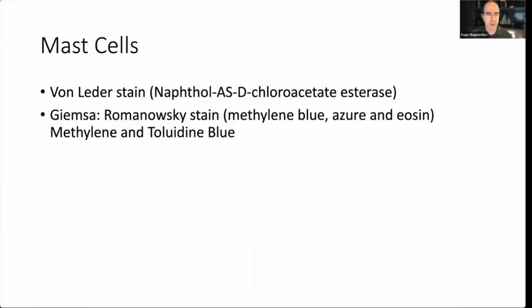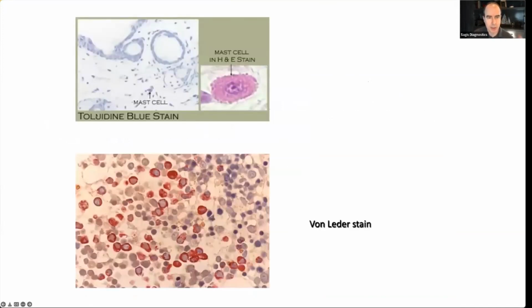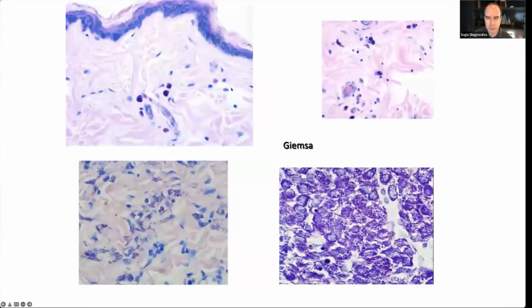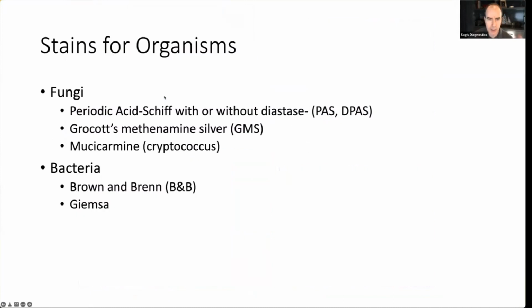Okay, mast cells. What do we use for mast cells? We can use a Leder stain, or a Giemsa stain, or toluidine blue. So here's Leder, where the mast cell granules stain red. In a toluidine blue, they kind of stain this bluish purple. And on Giemsa stain, it's a purplish blue, mainly purple. And you see here the mast cells.